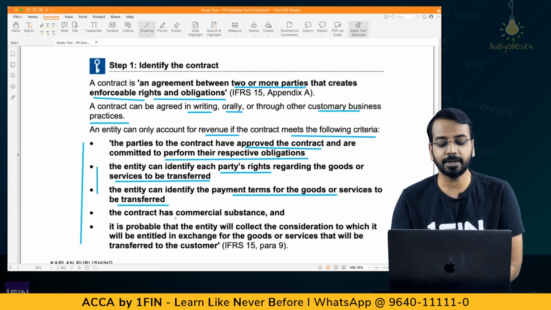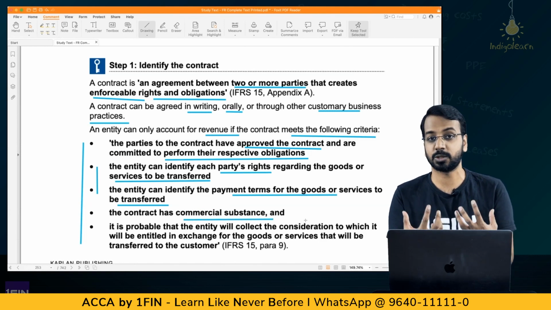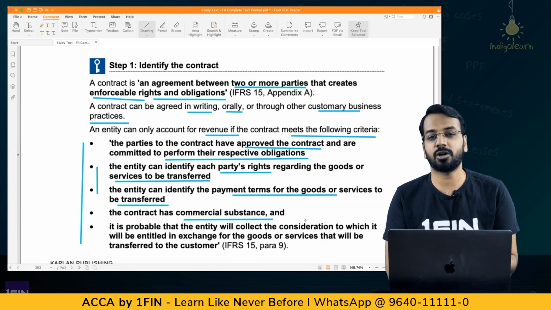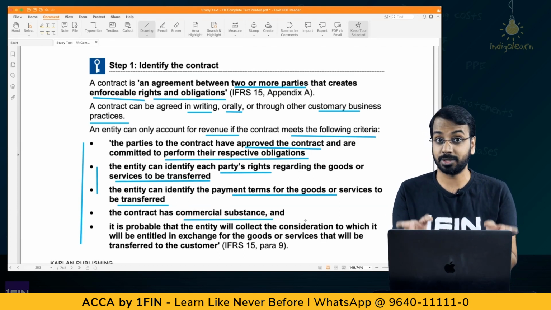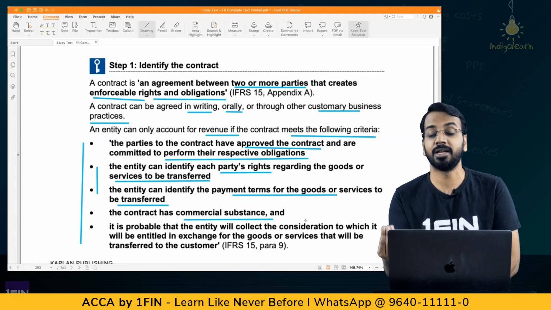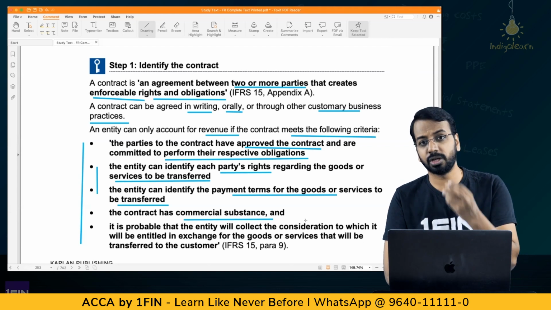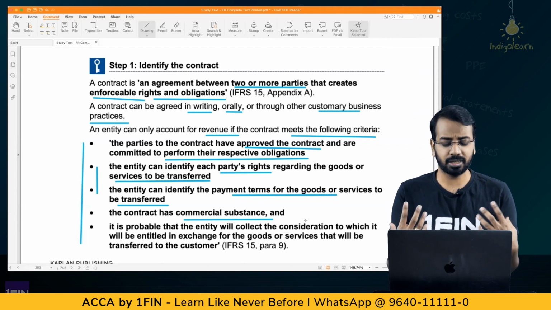Then the contract must have commercial substance. Now, this commercial substance basically talks about cases where, after entering into the contract, the buyer and the seller must benefit commercially, and the way they benefit would be significantly different from before entering into the contract. Now, just to give you an example, today, let us say I have a car.